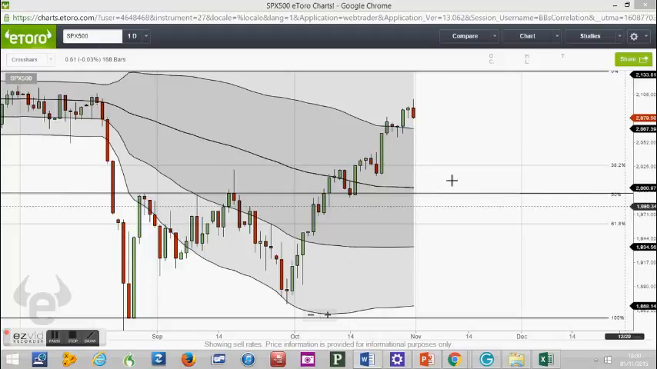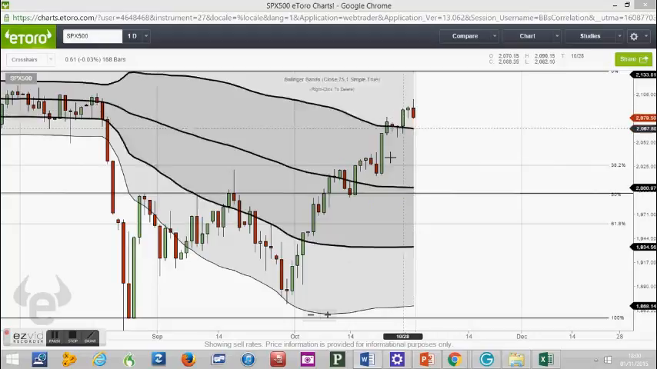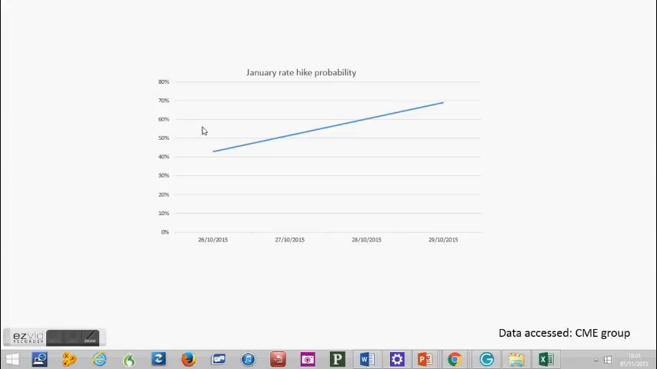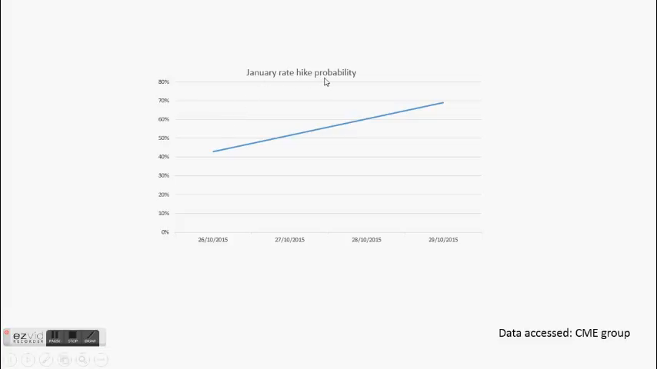This had quite a big effect, as we saw a rally, but on the expectations for an interest rate rise, and I've got a chart for that. This is the January rate hike probability. This is data from CME Group, who use Fed futures contracts to work out the probability that the market is pricing in a rate hike. As you can see, we started off the week quite low, roughly 42%, and then after the Fed interest rate decision, it jumped up to 70%. There was a big move.